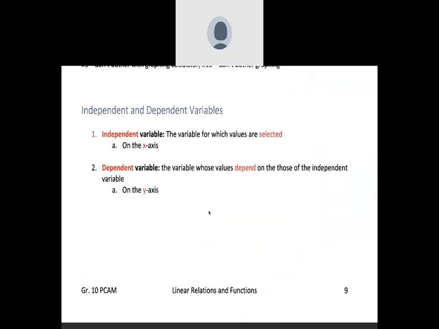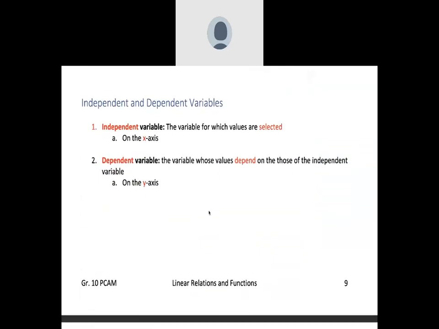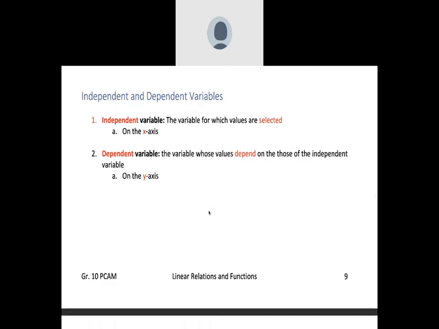And then independent versus dependent variables. Independent variables are the variables for which we actually select the numbers. Often that's going to be on the x-axis pretty much every time. And then a dependent variable is the values that depend on what you've chosen. So if you've chosen something for x, you plug it into some sort of calculation in the equation, and then the y value is produced, and that is the value that depended on what you did in the independent variable. So x is independent, y is dependent.